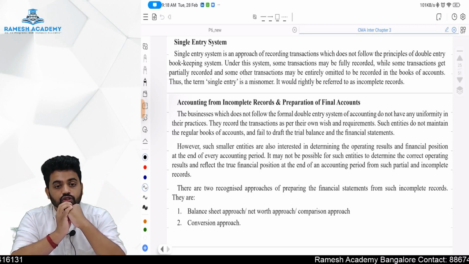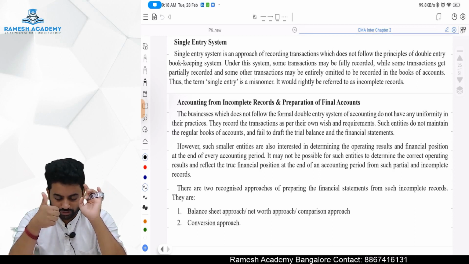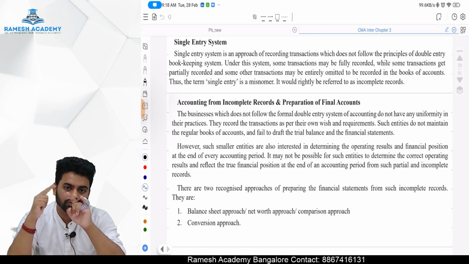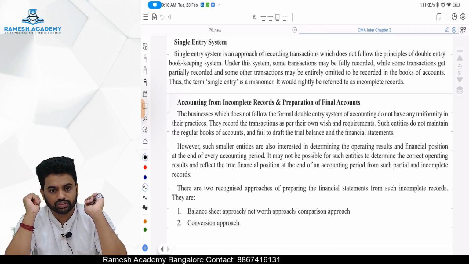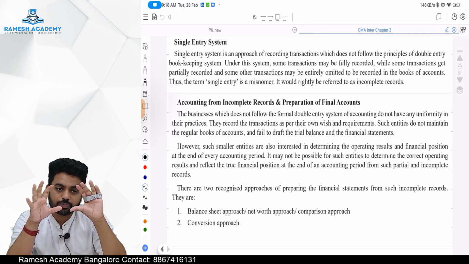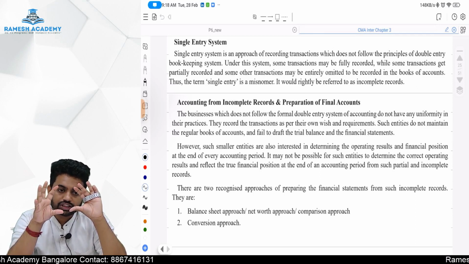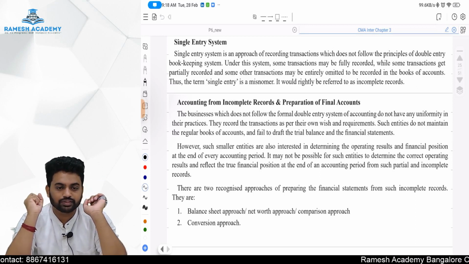Okay. So, two approaches are there. One is the balance sheet approach, which is also called the net worth approach, or the comparison approach. The second one is the conversion approach. In the first approach, we are going to prepare a statement of affairs and find out the difference between the capital.